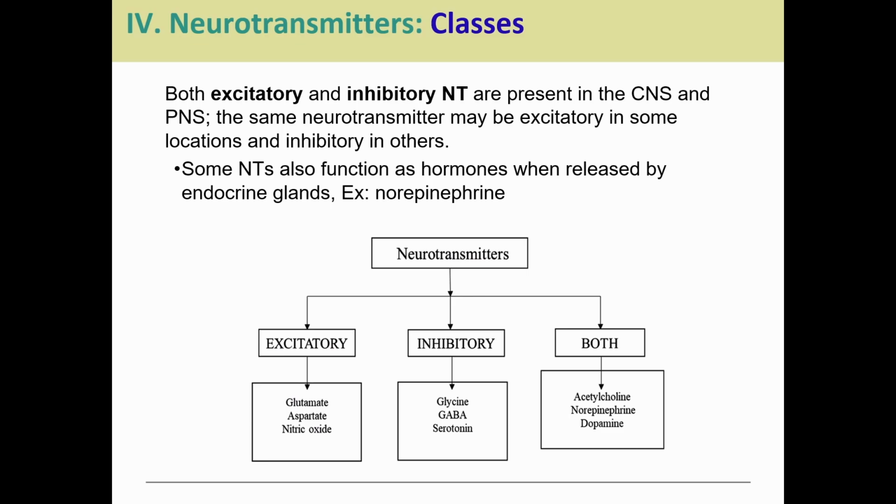Now we have classes of neurotransmitters. Some are classed as excitatory, others as inhibitory, and some can actually do both. So it depends on the location. When it's both, it depends on where we find it. Some also function as hormones, so like norepinephrine, and it will function both as a neurotransmitter and as a hormone released from an endocrine gland. So we have some things that are kind of multi-purpose in a way.